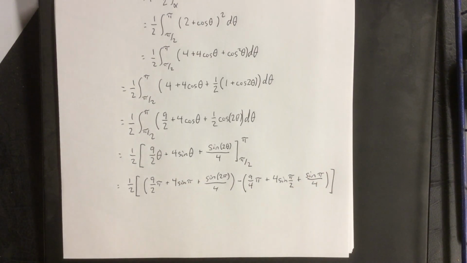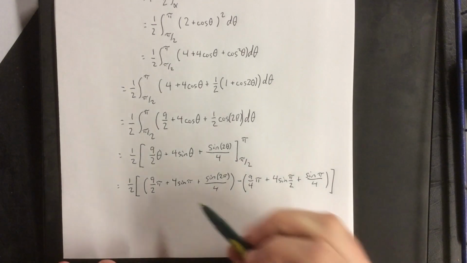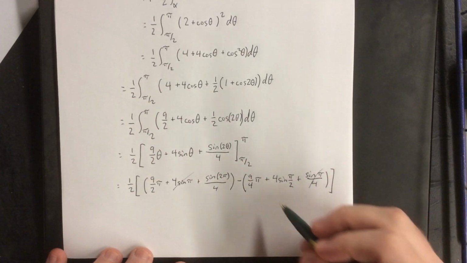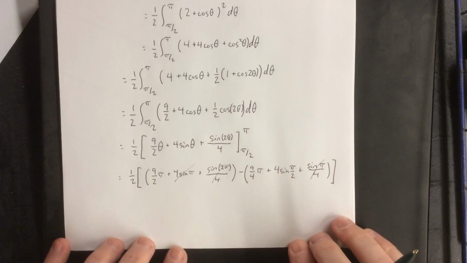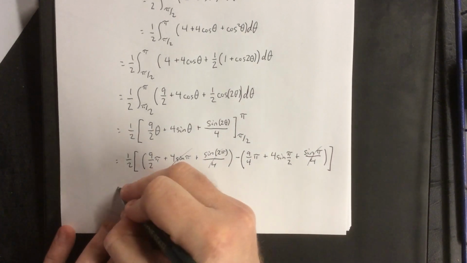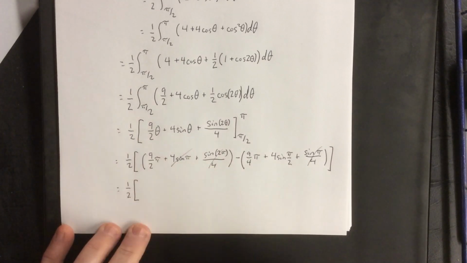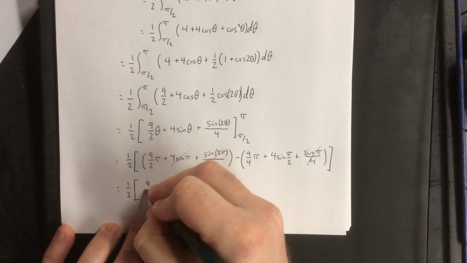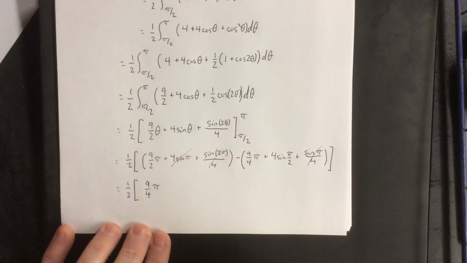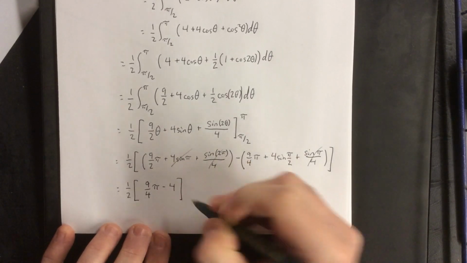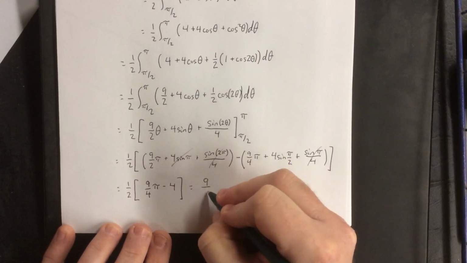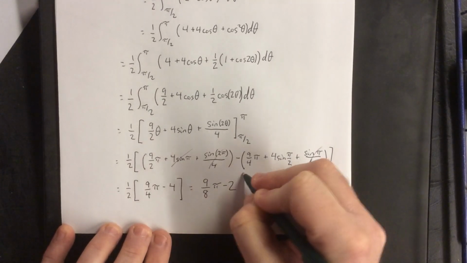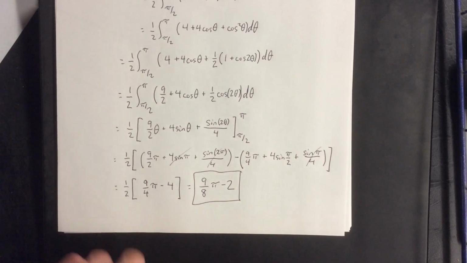Now, several of these quantities are going to go to 0, which is really convenient for us. Sine of pi is 0, sine of pi is 0, and the sine of 2 pi is 0 as well. So we are left with 1/2 of, if I take my 9/2 pi and my 9/4 pi and get a common denominator for them and subtract, that'll be 9/4 pi. And we also have a minus 4 times 1. Distributing the 1/2 through, this will be 9/8 pi minus 2. Final answer for our area there.